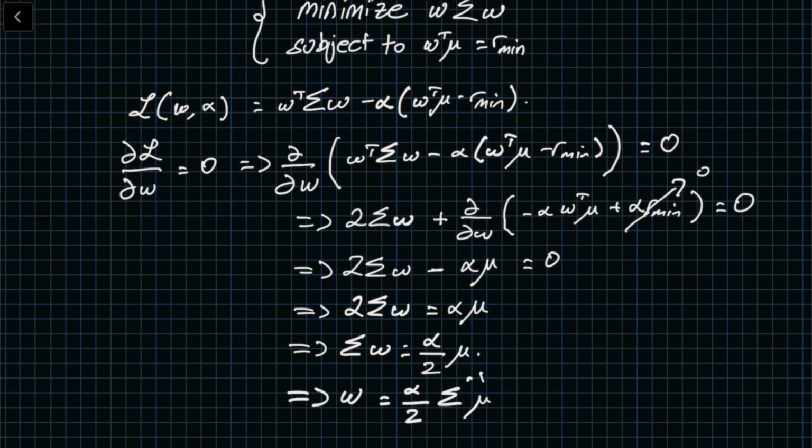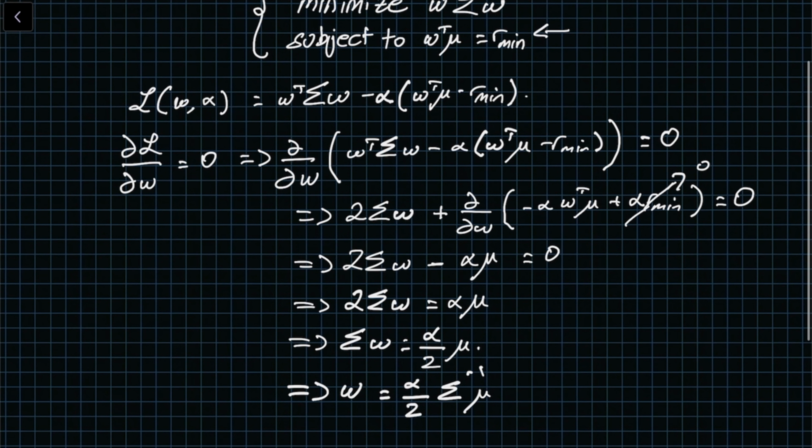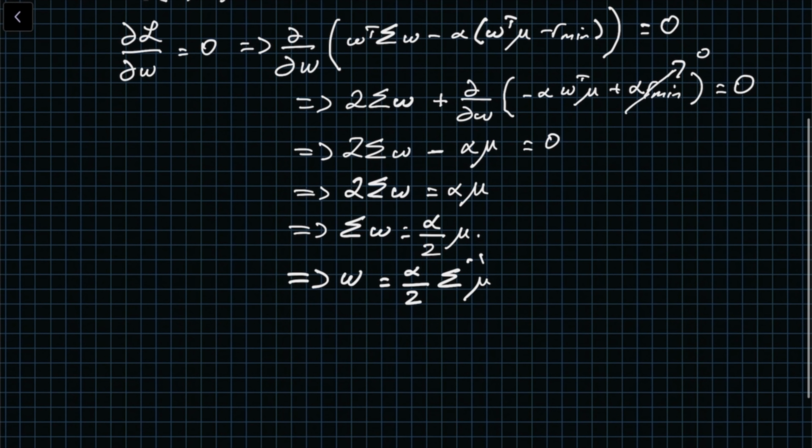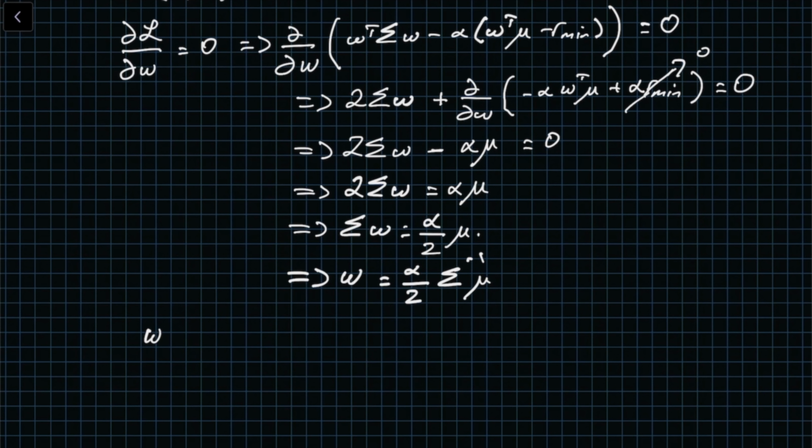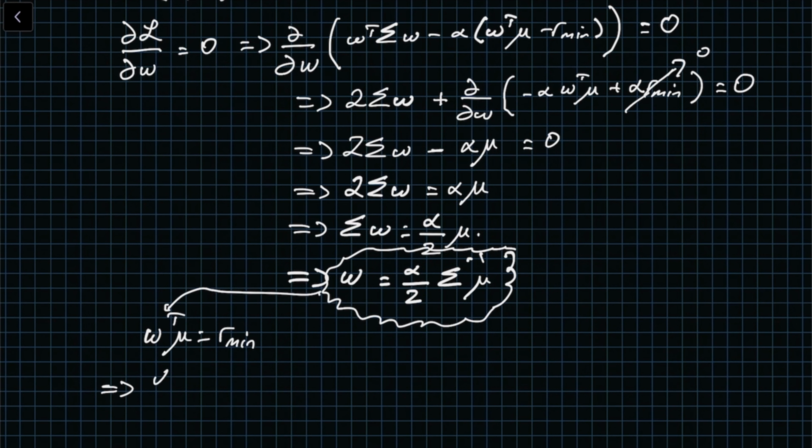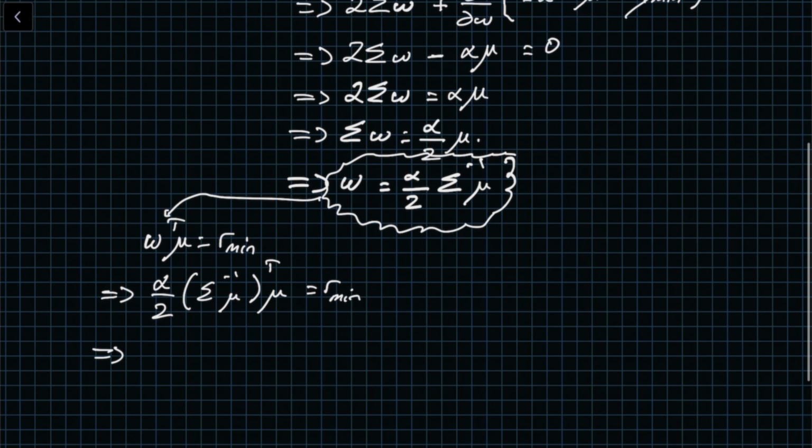Well, the way you can do that is by replacing your W, so that we solve for alpha such that my constraint is satisfied. So such that W transpose mu is R min. Replacing W, the one we got over here, we get alpha over 2 sigma inverse mu all transpose mu is R min. That gives us alpha over 2 mu transpose sigma inverse mu is R min.